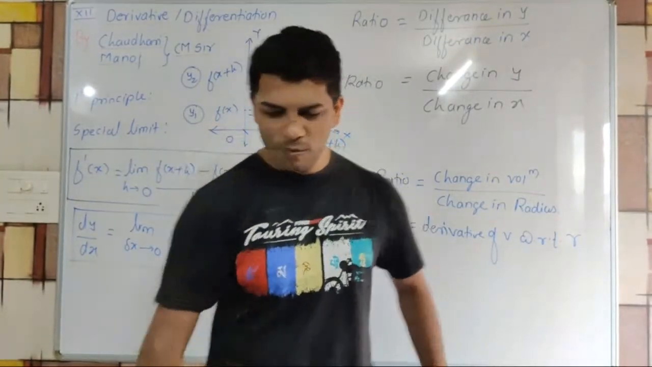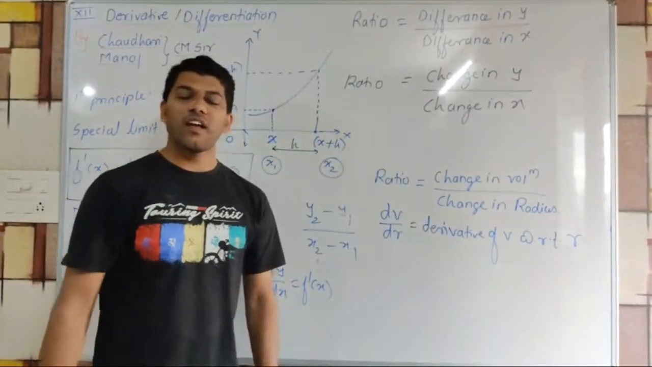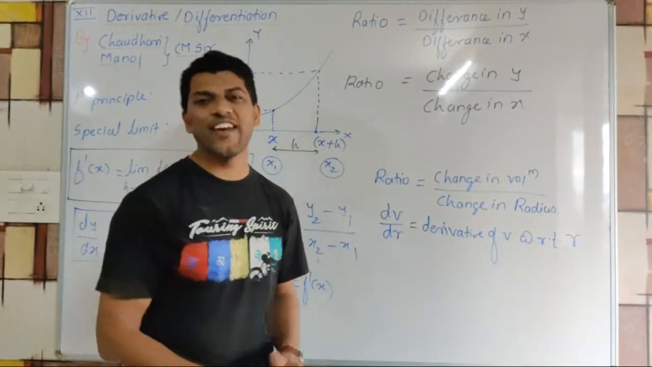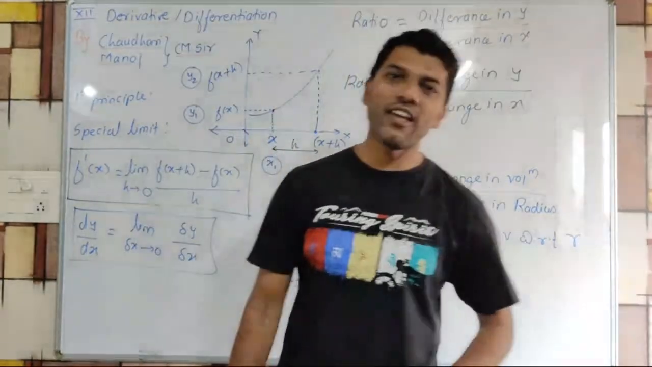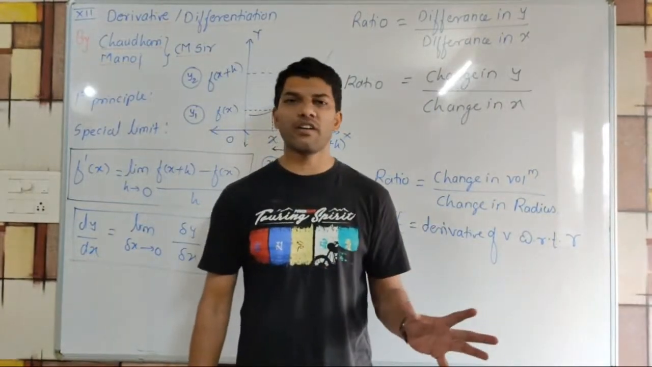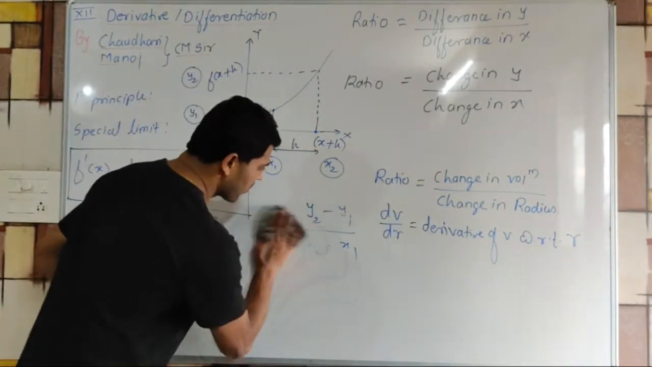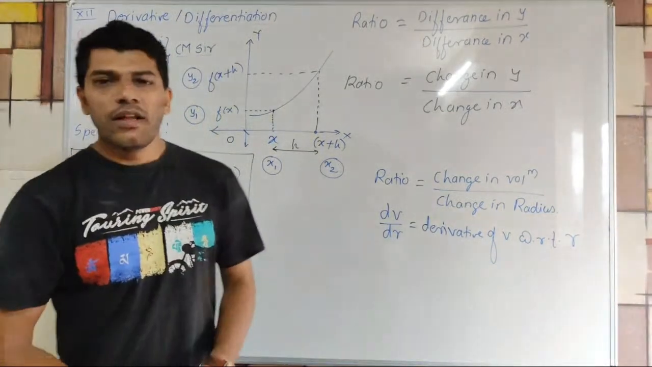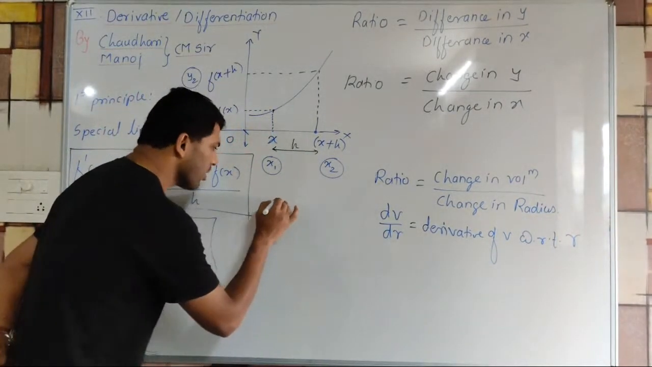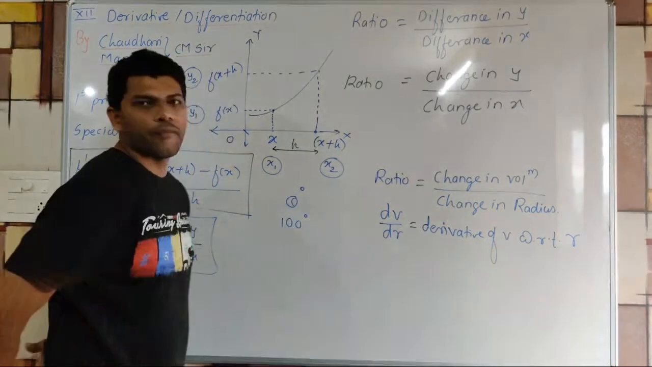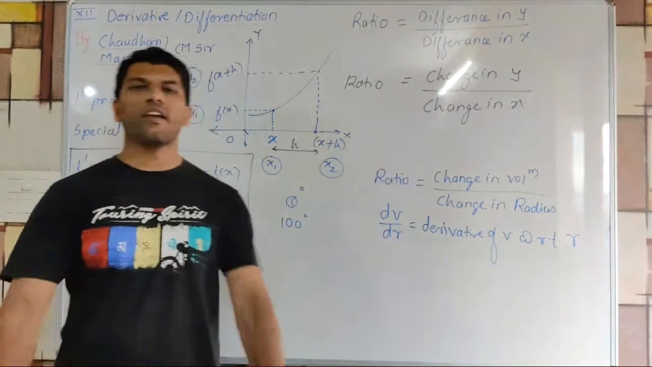So let me explain you how a derivative plays a role in a boiling water. It's a very interesting concept. Preparing a tea requires a boiling water. So what happens with the boiling water if, let's say, I'm considering here boiling water whose temperature is 100 degree. So boiling water means it's 100 degree.